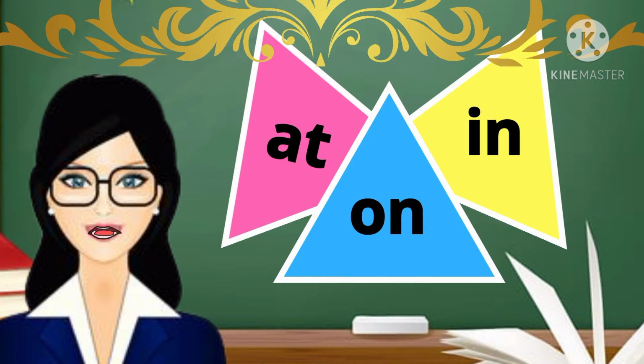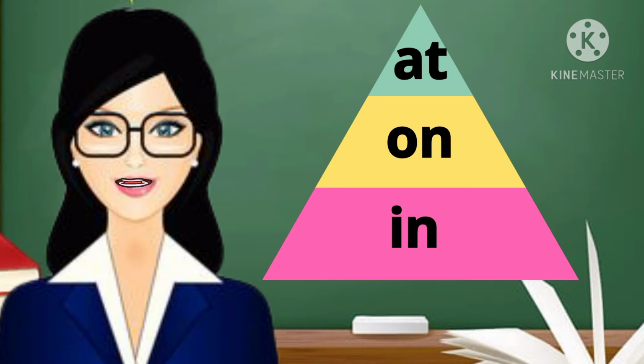In this important lesson, I'm going to show you how to use three very common prepositions correctly in English, and they are at, on, and in. We are going to use this triangle method to learn at, on, and in. So, let's see how it works.